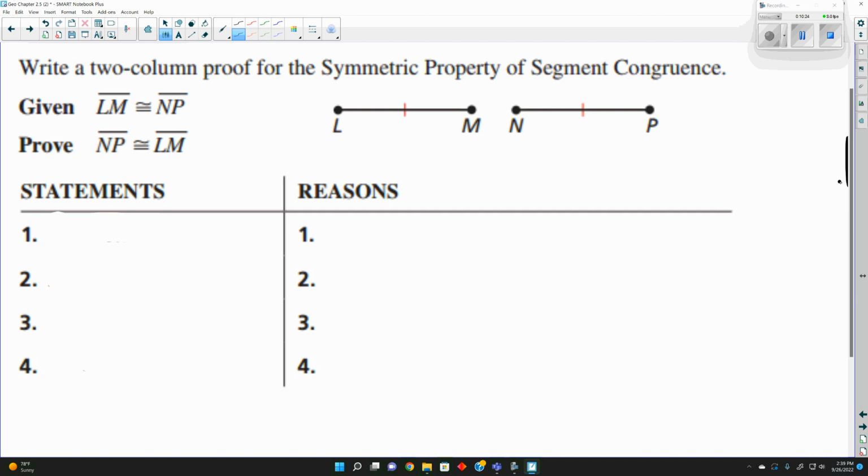Now, what do we start with in any proof? The given. We are not restricted to one given. If they give us more than one piece of information, we can list all of them out in different steps, but we're still starting with the given. Now this one was nice here. They gave us the number of lines that are needed. And we know that number 4 is going to be that segment NP is congruent to segment LM.